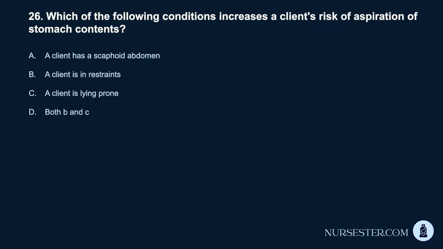26. Which of the following conditions increases a client's risk of aspiration of stomach contents? A. A client has a scaphoid abdomen. B. A client is in restraints. C. A client is lying prone. D. Both B and C. Correct answer: B. A client is in restraints.